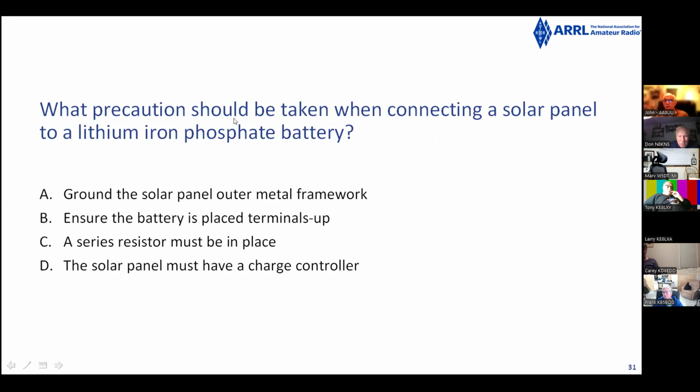What precautions should be taken when connecting a solar panel to a lithium iron phosphate battery? A LiPo, I think is what we call them now, don't we? Ground the solar panel outer metal framework. Ensure the battery is placed terminals up. A series resistor must be in place. The solar panel must have a charge controller.